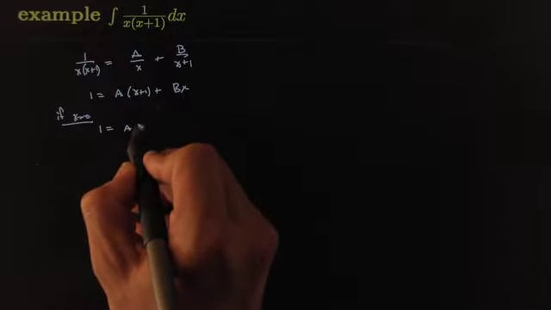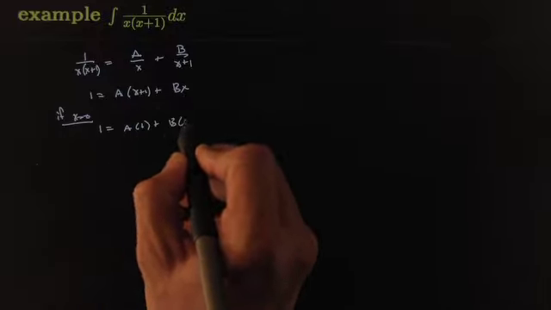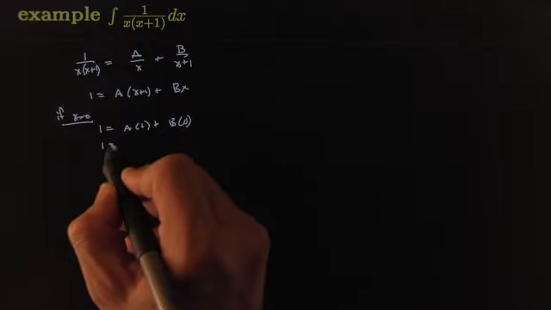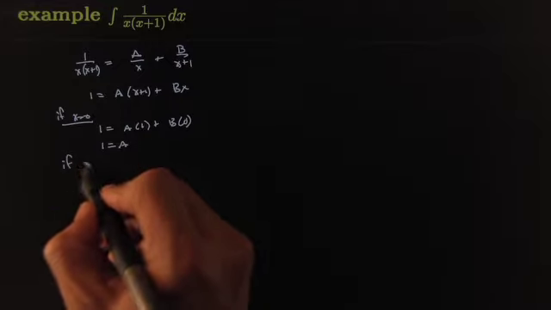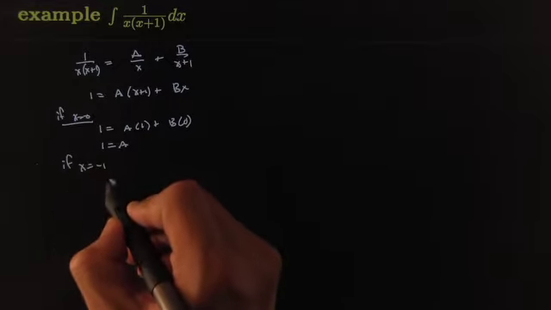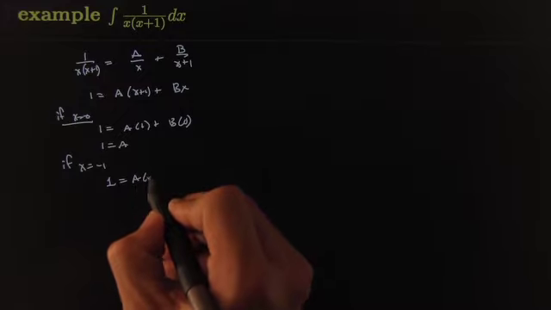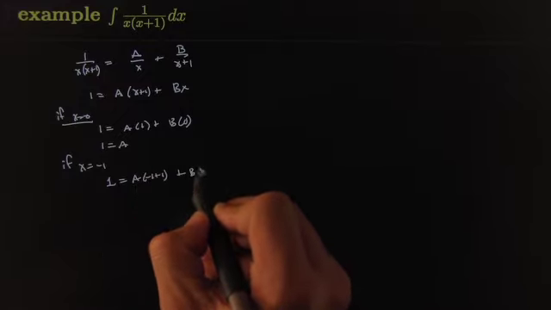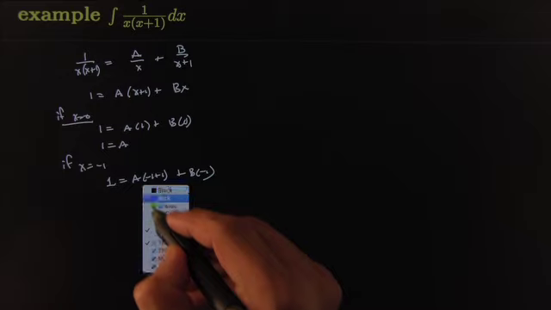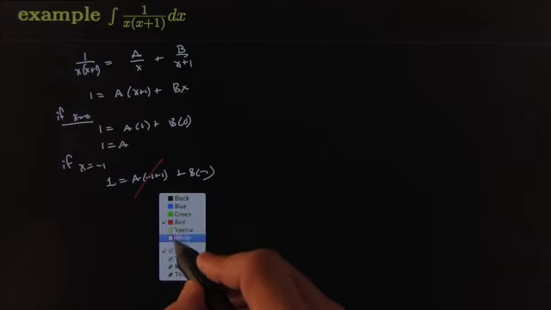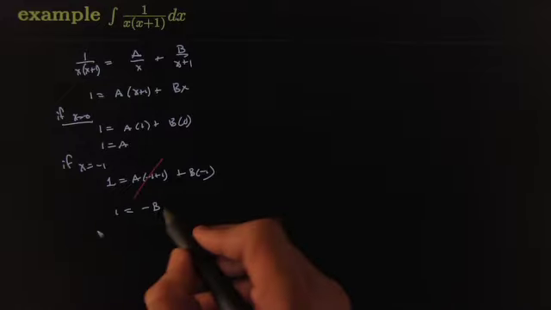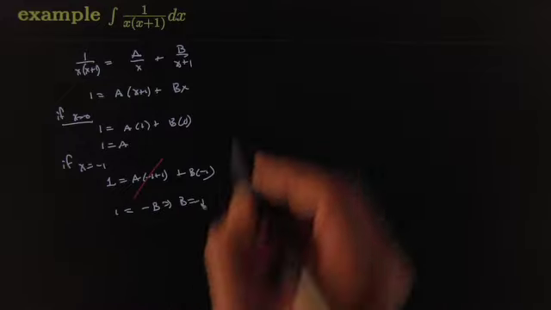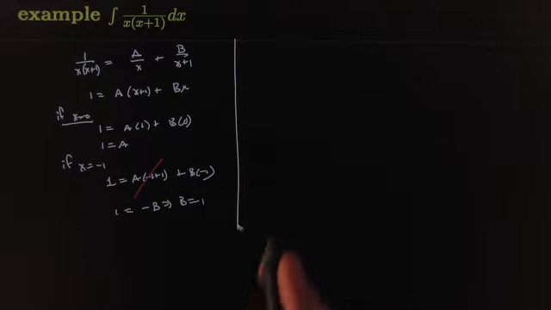Okay, replace, if x is equal to 0, this will be 1 is equal to a times 1 plus b times 0. That goes away, leaving you with the inevitable conclusion that a must be equal to 1. Try it again. If x equals negative 1, that would give you 1 is equal to a times negative 1 plus 1 plus b times negative 1. Canceling this, leaving you with the conclusion that 1 must be equal to negative b, or b is equal to negative 1.